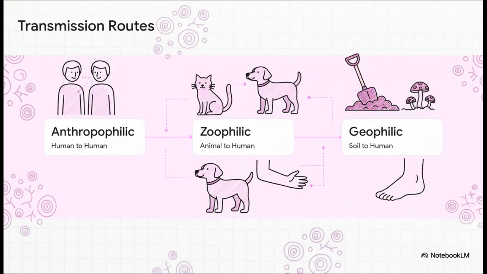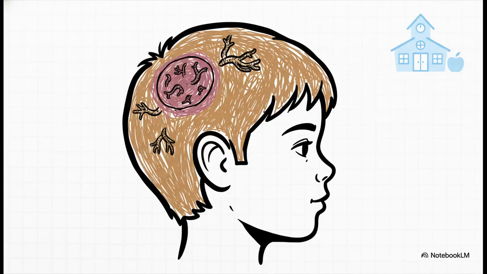Right, so how do you actually catch them? Well, there are three main routes. The most common is just person-to-person contact, which has the fancy name anthropophilic, anthro meaning human. You can also get them from animals like your cat or dog. That's called zoophilic, zoo for animal. And, a bit less common, you can even pick them up straight from the soil, which is called geophilic, geo for earth.